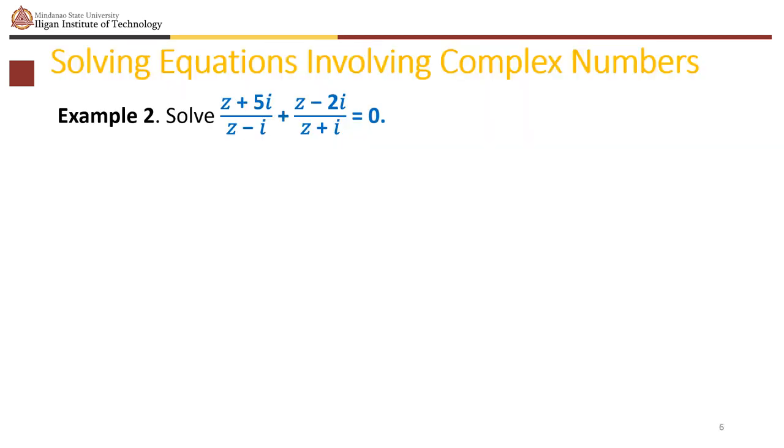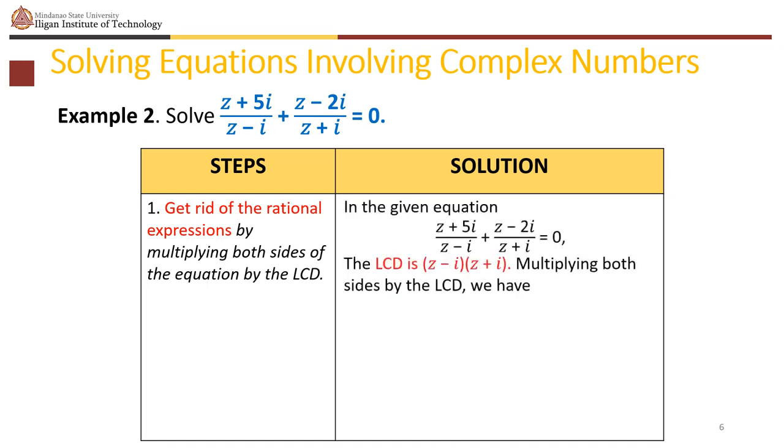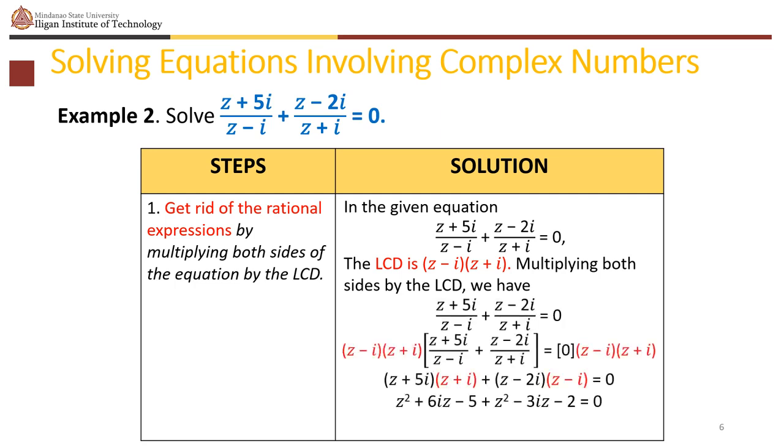So here's our second example. The first step is to get rid of the rational expressions by multiplying both sides of the equation by the LCD. In this case, the LCD is z minus i times z plus i. So we now have (z plus 5i) over (z minus i) plus (z minus 2i) over (z plus i). Since the LCD is (z minus i) times (z plus i), we multiply both sides by this quantity and come up with the following.